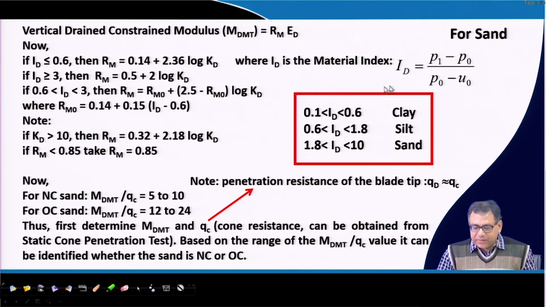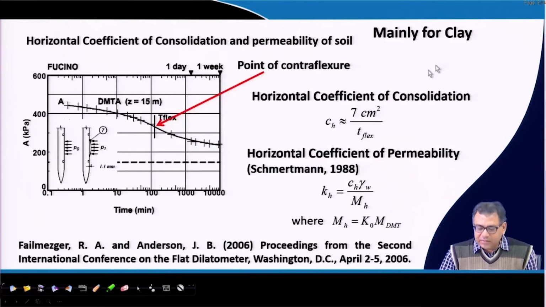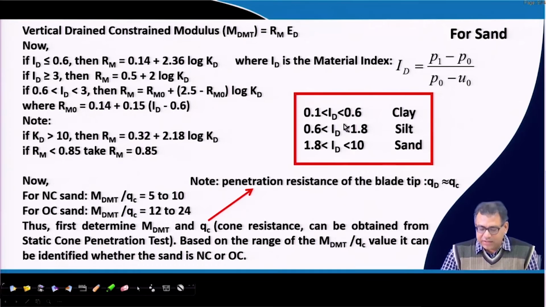Here, in the previous expression, as I mentioned, it is valid for ID less than 1.2. So, it is mostly clay, because clay is below 0.6. Some silt is also there because it is less than 1.2, but it is mostly clay. But those expressions for sand are valid only if your ID is greater than 1.8, because only then is your soil sand, otherwise the soil is not sand. So, by these conditions I can calculate ID for clay, for silt, and for sand also.